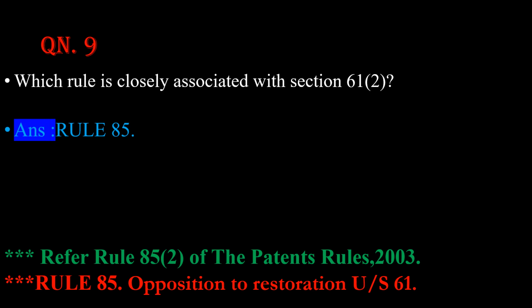Question number 9. Which rule is closely associated with section 61, subsection 2? The answer is rule 85. Please refer rule 85, sub-rule 2 of the Patents Rules 2003. And the title for rule 85 is opposition to restoration under section 61.